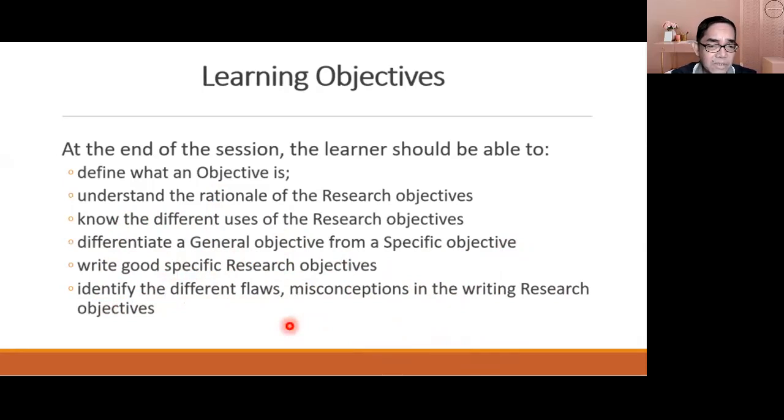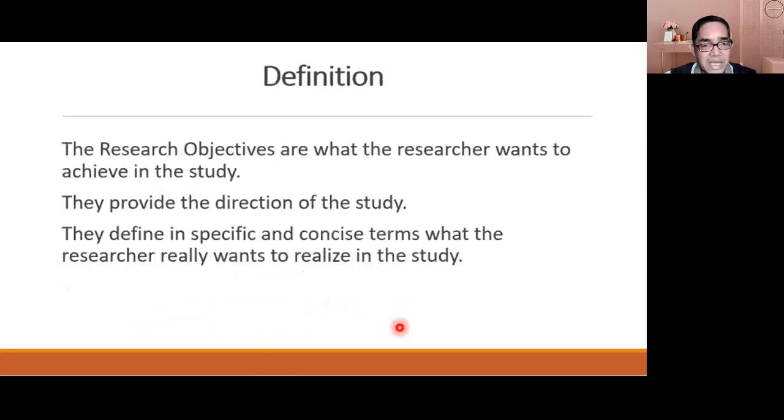You see, one of the parts of the research where people commit a lot of mistakes is in the formulation of objectives. And so we will give more emphasis in this lecture on the different flaws, misconceptions in writing the research objectives. So let's begin with a definition of what an objective is, or objectives.